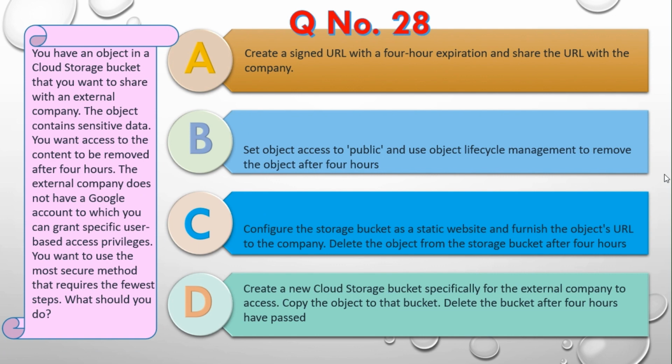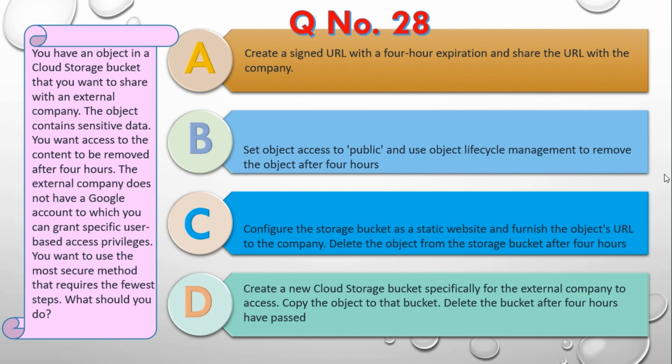Question number 28. You have an object in a Cloud Storage bucket that you want to share with an external company. The object contains sensitive data. You want access to the content to be removed after 4 hours. The external company does not have a Google account to which you can grant specific user-based access privileges. You want to use the most secure method that requires the fewest steps. What should you do?